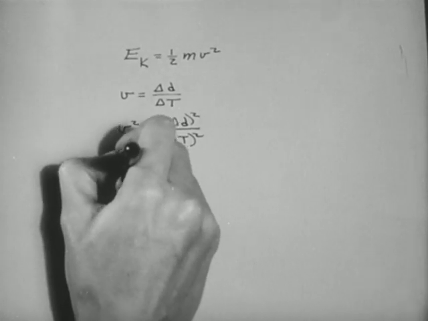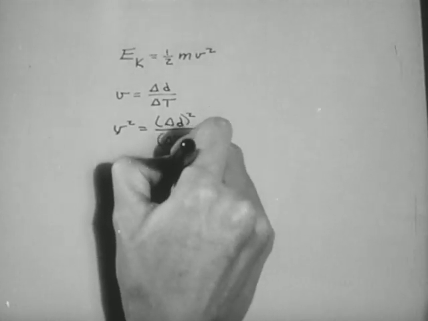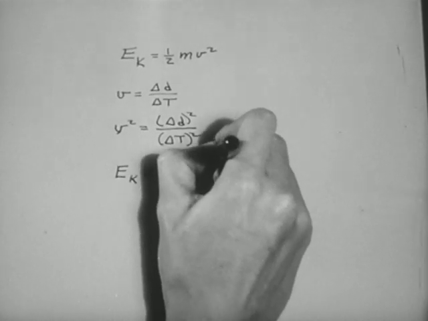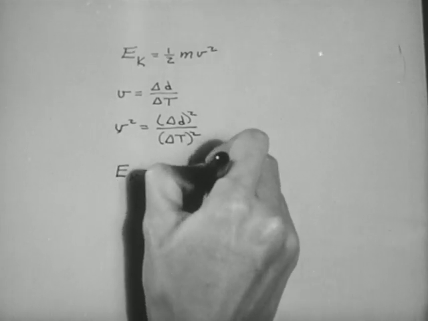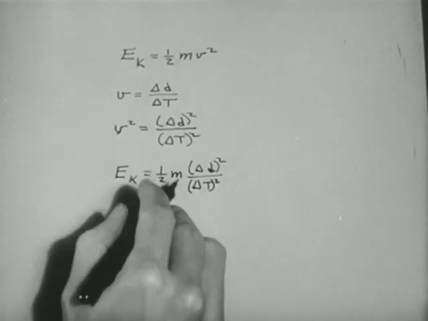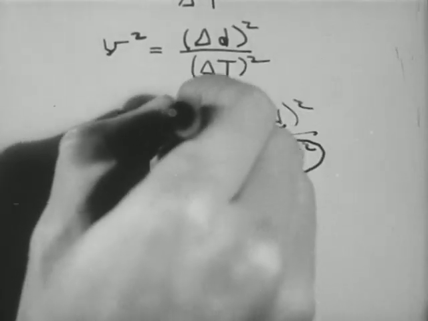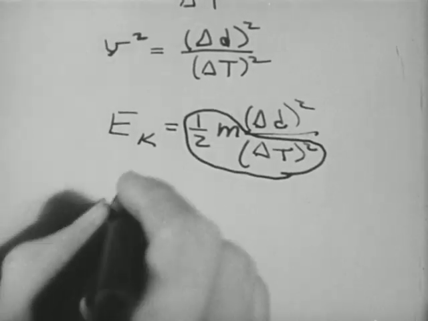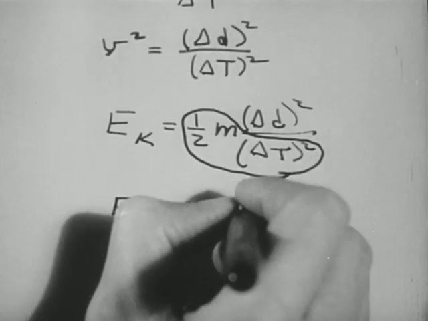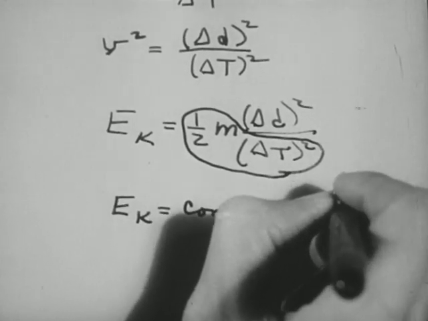Now, the kinetic energy, 1/2 m delta D squared divided by delta T squared. The mass and the time interval are constant throughout the collision. So all of this is a constant. And we can write the kinetic energy, EK, is equal to a constant times delta D squared.